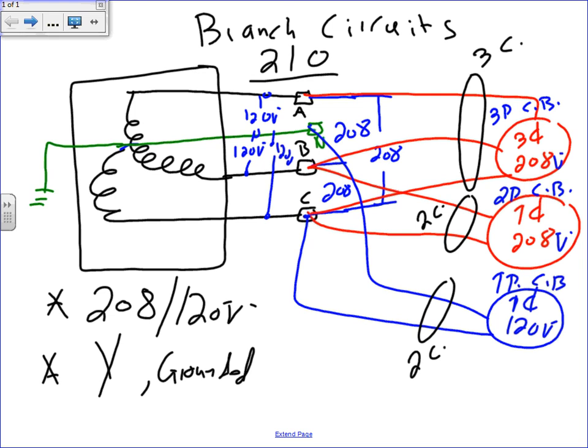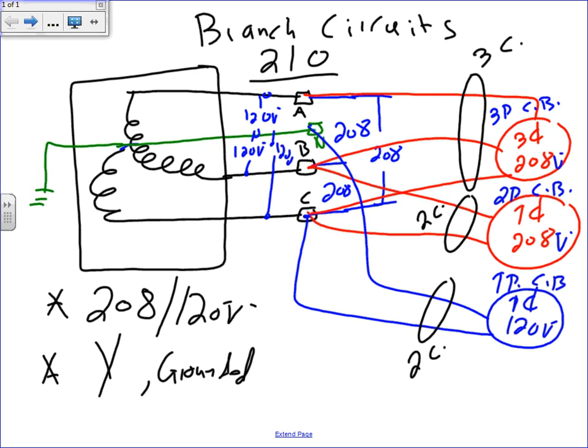Any questions, guys, about this? This is very, very important to understand when you do branch circuits in any building. Make sense? Very, very important. Now I know Chris and I talked about grouping. I'm going to tell you, when does it make sense to group circuits?